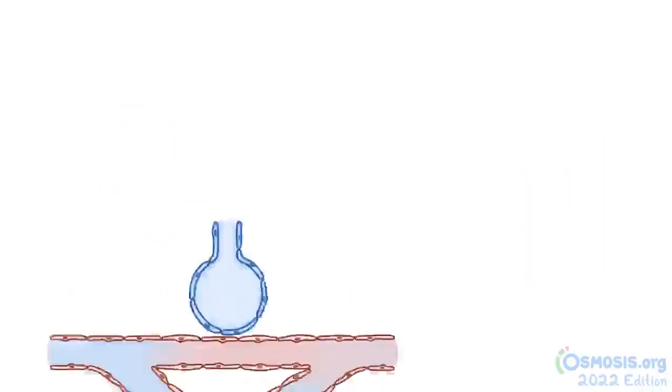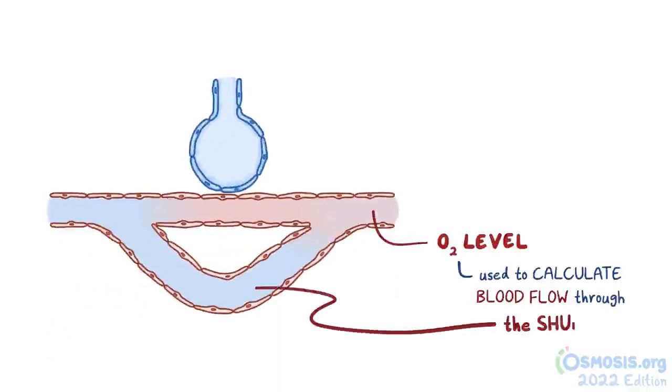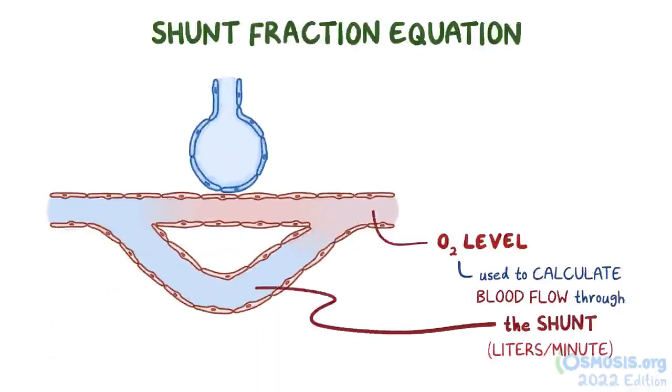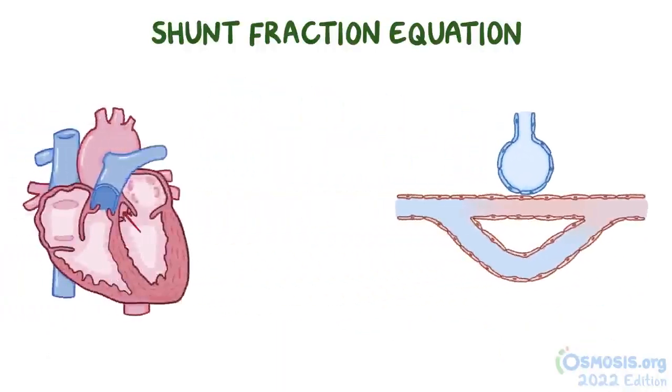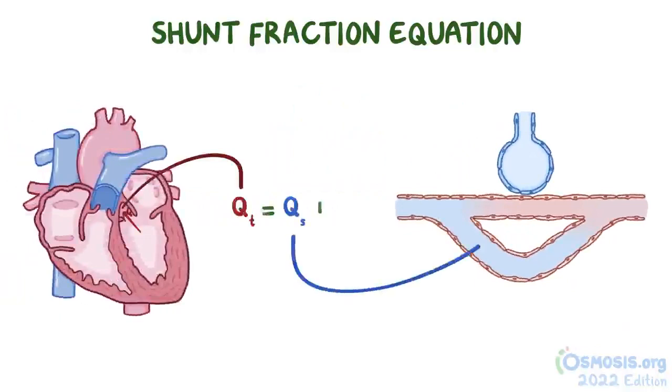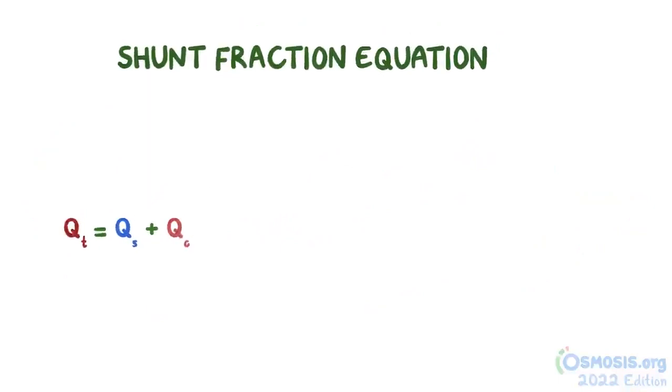In fact, it's the decrease in oxygen levels that can actually be used to calculate the amount of blood flow through the shunt, in liters per minute, using the shunt fraction equation. Mathematically, if the total amount of blood flow, or cardiac output from the left ventricle, is QT, then it equals the amount that's shunted, or QS, plus the amount that goes through the pulmonary capillaries, or QC. Based on this, the shunt fraction is the proportion of blood flow through the shunt over the total blood flow.